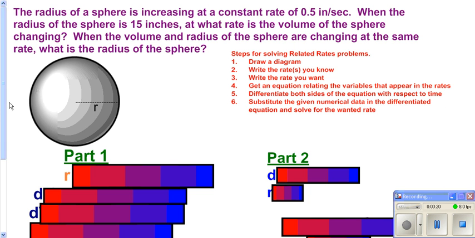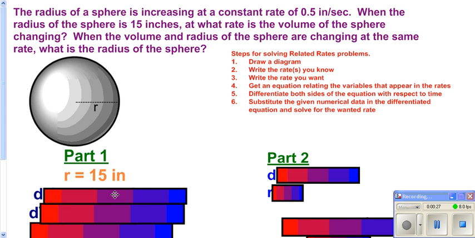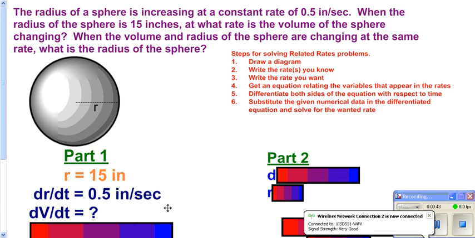So when we're looking at what we're given here, we're given that your radius is 15. We know the derivative of your radius because you know the rate of your radius. That's your derivative of your radius, is 5 inches per second. And we're looking for the dV/dt.